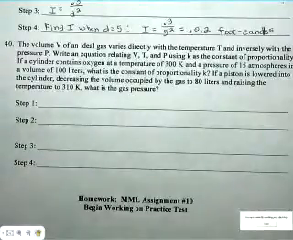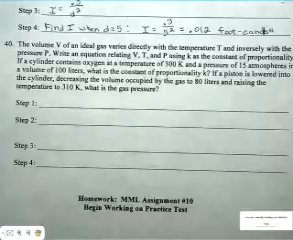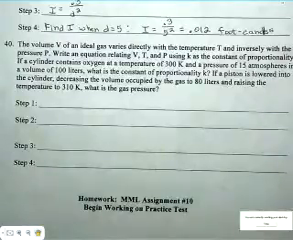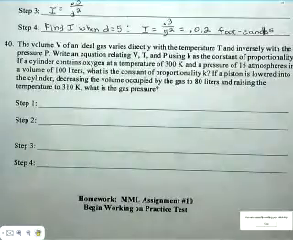The volume of an ideal gas varies directly with the temperature T and inversely with the pressure P. Write an equation relating V, T, and P using K as the constant of proportionality. If a cylinder contains oxygen at a temperature of 300 Kelvin and a pressure of 15 atmospheres and a volume of 100 liters, what's the constant of proportionality K? And if a piston is lowered into the cylinder, decreasing the volume occupied by the gas to 80 liters and raising the temperature to 310 K, what is the gas pressure? It'll be so cool if we can figure this out.